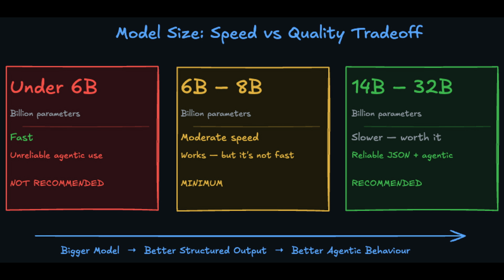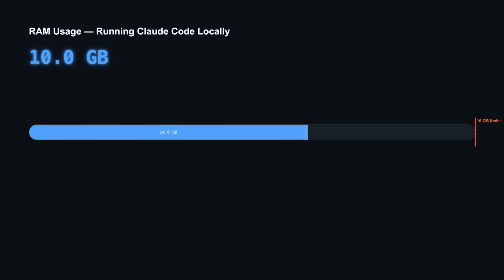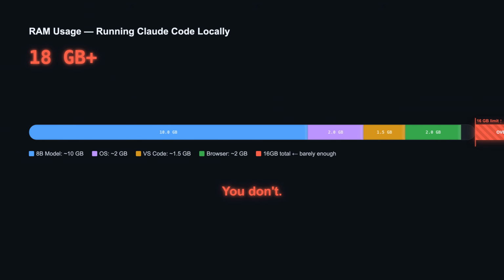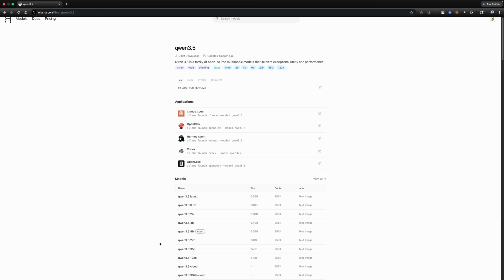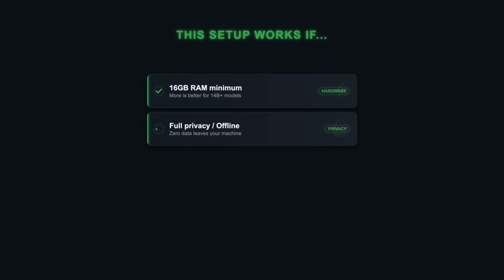But here is what these numbers mean for your machine. An 8B model uses around 10 to 12 GB of RAM on its own. A 14B model needs 15 to 18 GB. And with your OS, your editor, your browser on a 16 GB machine, you are already in trouble. Let me be direct here because this matters more than most videos on this topic admit. This setup works if you have a machine with 16 GB RAM minimum. I recommend at least 24 GB. If you want it to feel snappy, then you need more RAM.